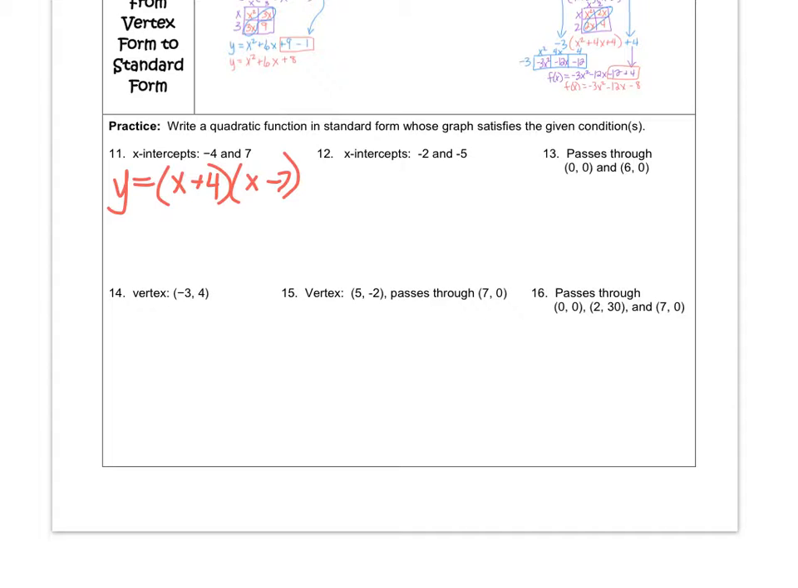I do want you to assume on both of those that our a value is 1. Don't put any other weird a values in there. Then on number 13 as well, even though it doesn't look like it, they've given you your x-intercepts. They've just put it in ordered pair form instead of x equals form. So go ahead and pause your video to do all 3 of these and then check back for the explanation.